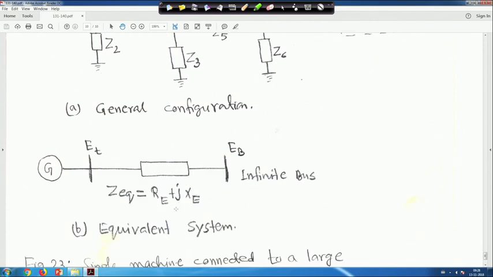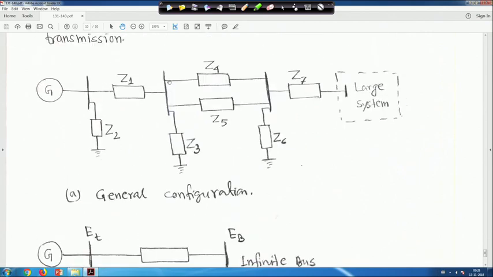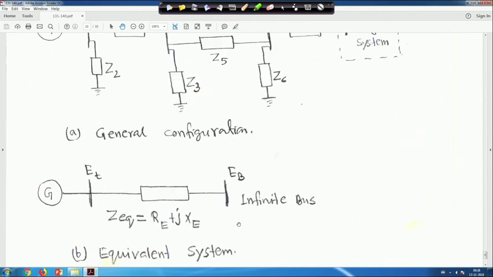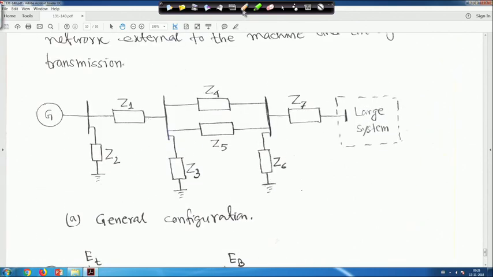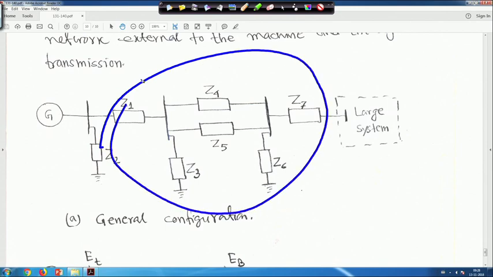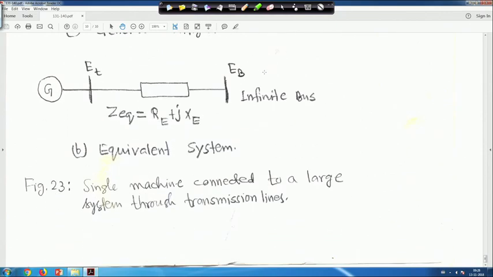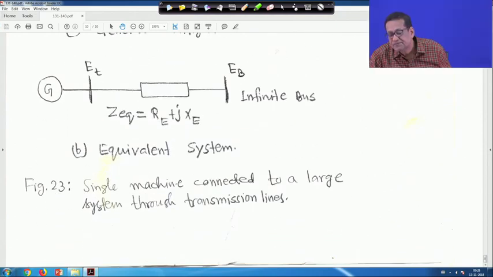So this is the equivalent system, figure 23A and figure 23B: a single machine connected to a large system through a transmission line. This portion is the transmission system with all impedances shown, and their equivalent is R_e + jX_e. This is a very large power system, and this is the generator terminal whose voltage is shown as E_t, and the infinite bus voltage is shown as E_b. We will go to the next slide, just hold on.